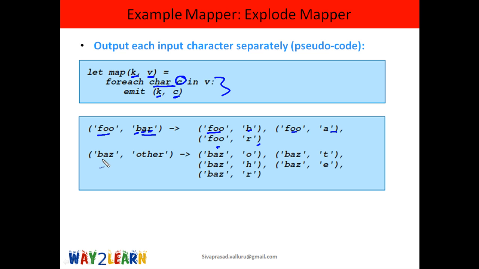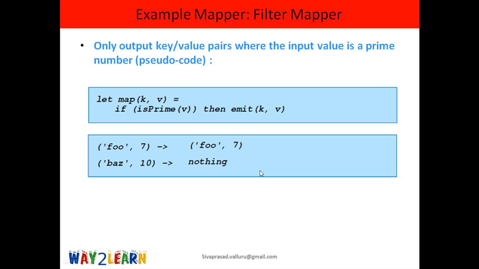Similarly, my explode mapper may emit key OTHER. This is an explode mapper example. And filter mapper. Sometimes my mapper may not emit key value pairs.